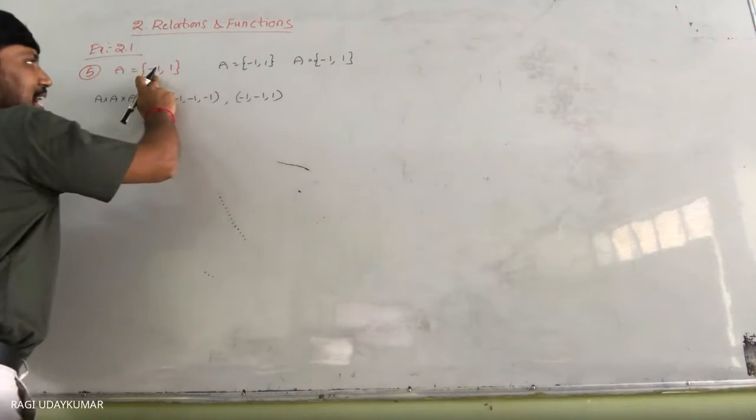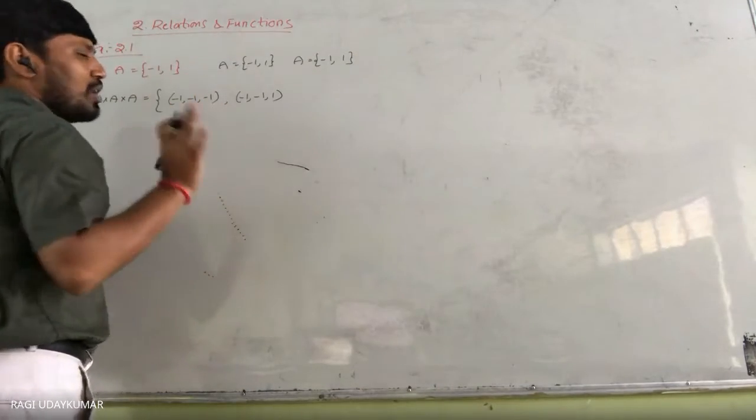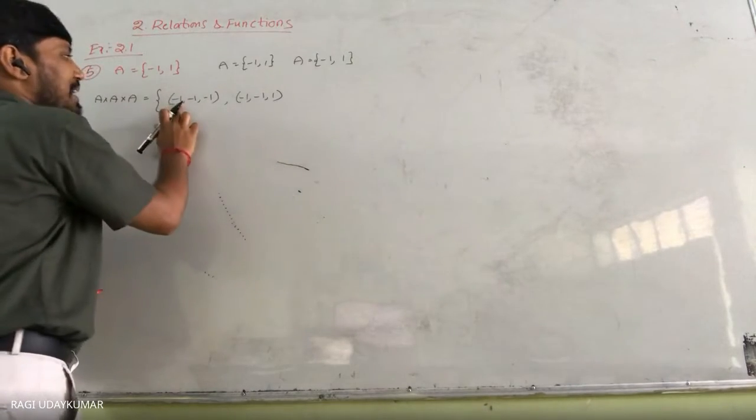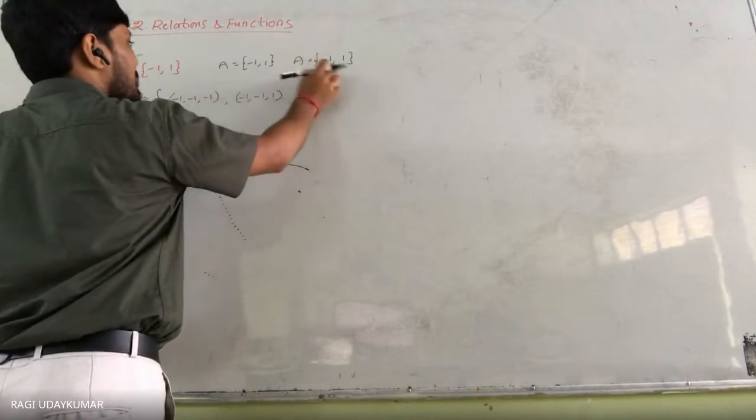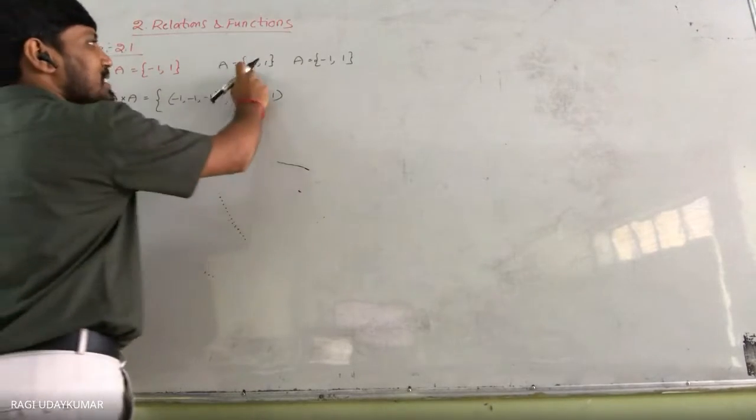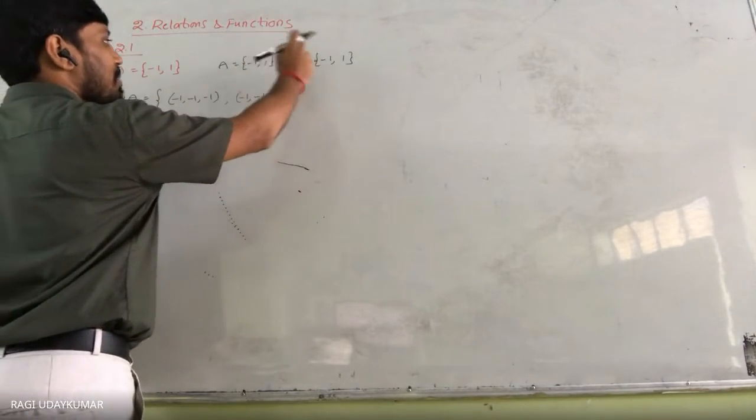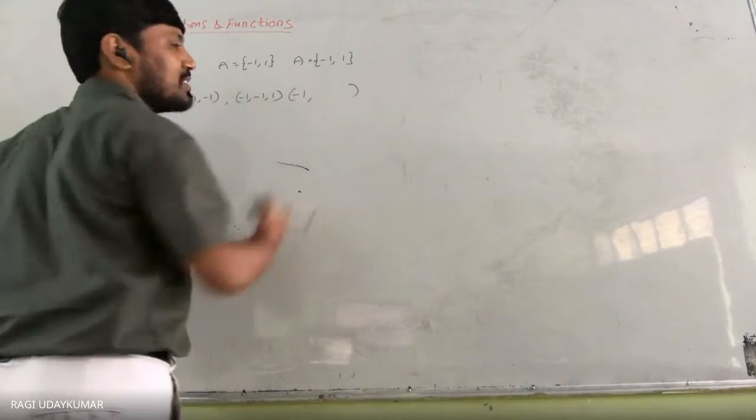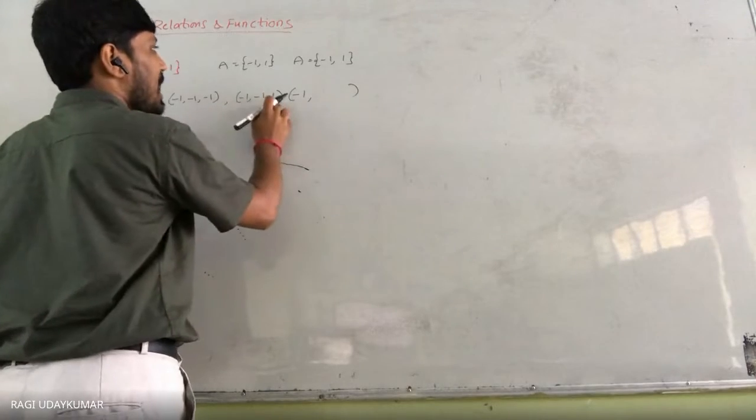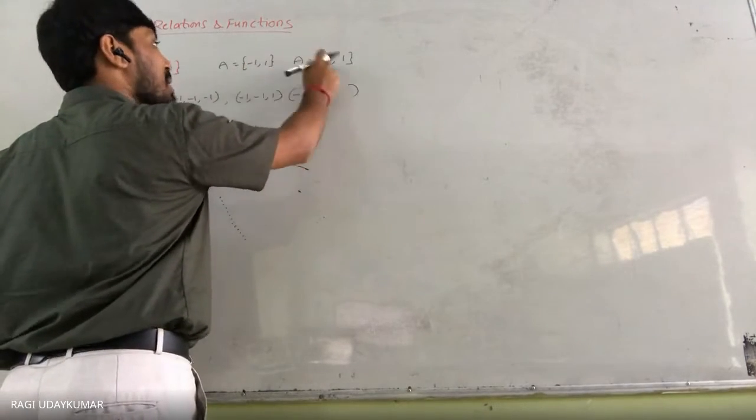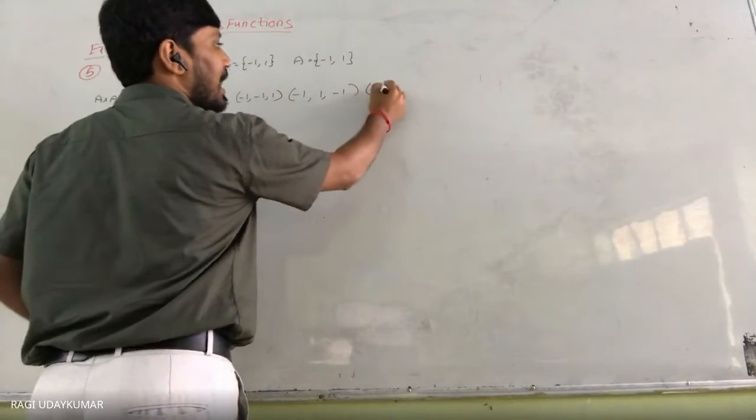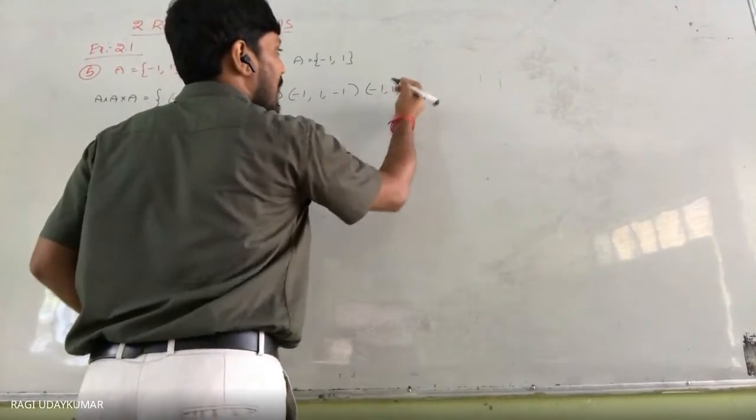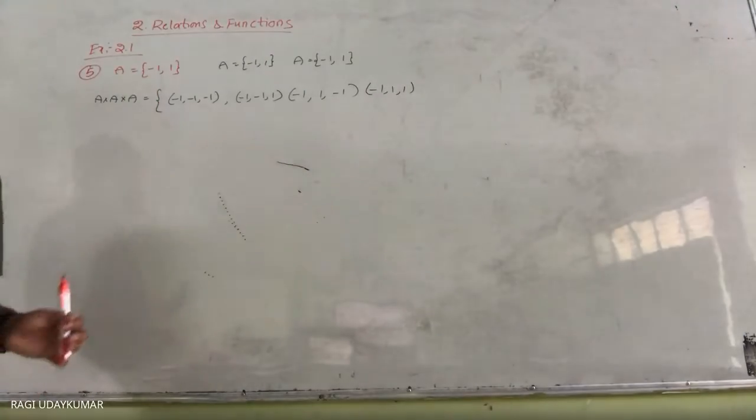Next, see here, if you are getting confused, simply keep the first one, minus 1, as it is. Keeping this minus 1, write all the combinations of the other two. Minus 1 comma minus 1 comma minus 1, minus 1 comma minus 1 comma plus 1, then minus 1 again, and minus 1 comma 1 comma minus 1, minus 1 comma 1 comma 1. Now with the minus 1, all the combinations are complete.